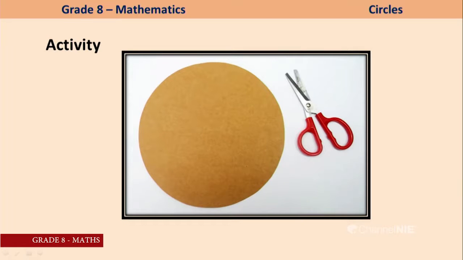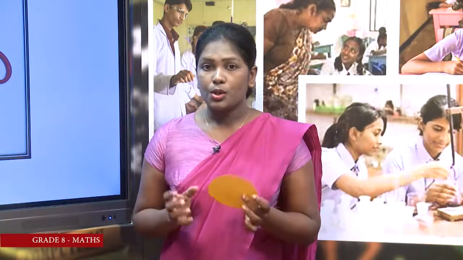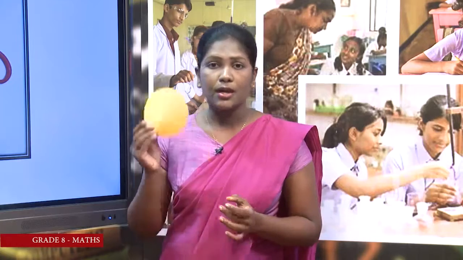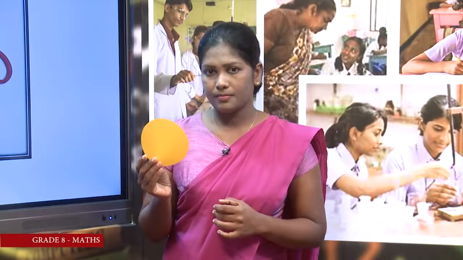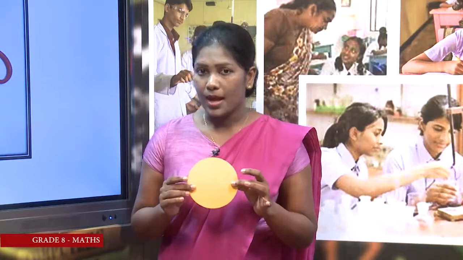Okay children, now we are going to do an activity. So we want a circle. You can draw a circle using a circular object or compass. Now draw a circle on your paper and cut it. Then you can obtain a circle like this. Now you can do the activity.